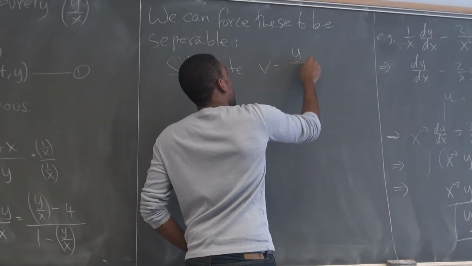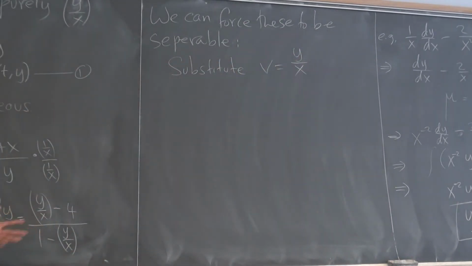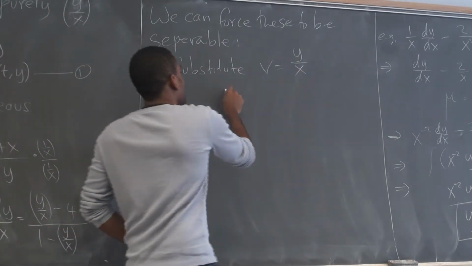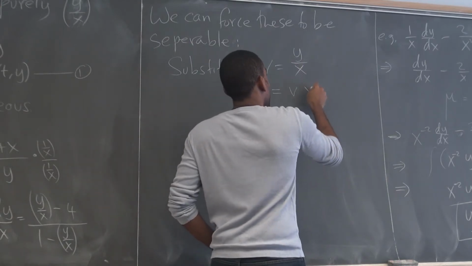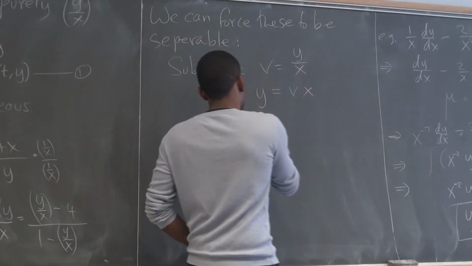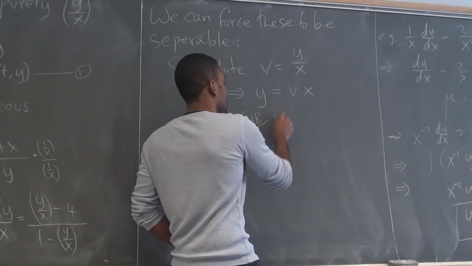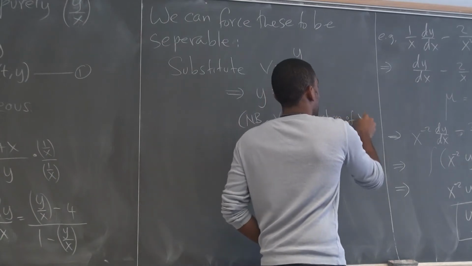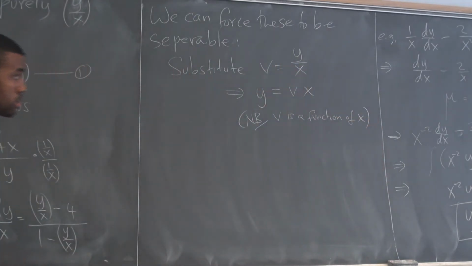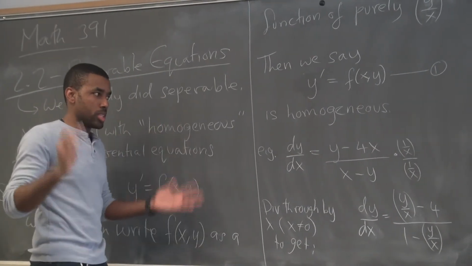Substitute v equals y over x. Call this a variable. In particular, this means that y is equal to v times x. Note v is a function of x. It's not a constant, it's a variable, it's a function of x. I should be using t. Bad habits. T or x, we use them interchangeably sometimes.